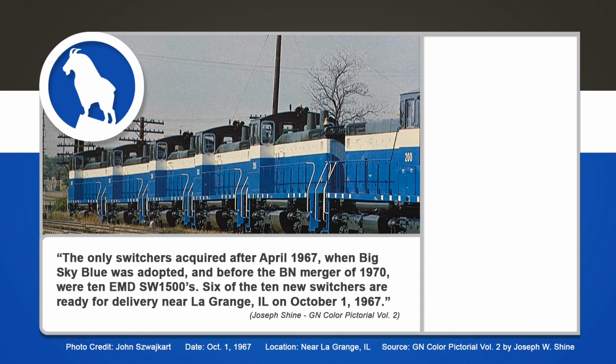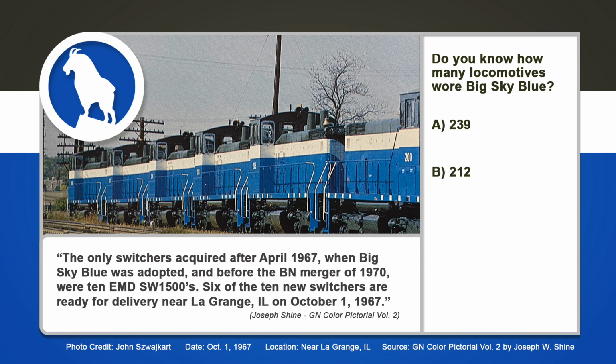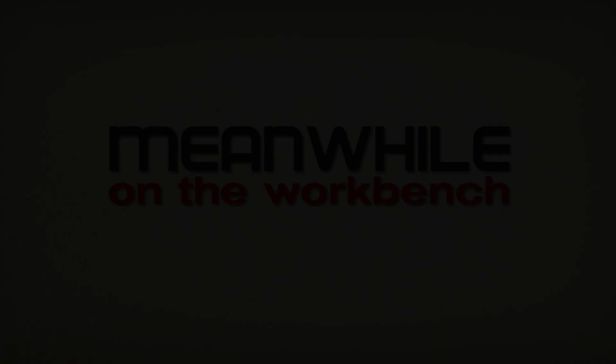The only switchers acquired after April of 1967 when Big Sky Blue was adopted and before the BN merger of 1970 were 10 EMD SW1500s. 6 of the 10 new switchers are ready for delivery near LaGrange, Illinois on October 1st, 1967. Do you know how many locomotives wore the Big Sky Blue paint? Was it A, 239, B, 212, C, 183, or D, 56? We'll find out later in this episode.